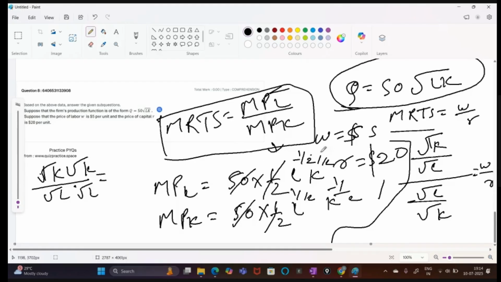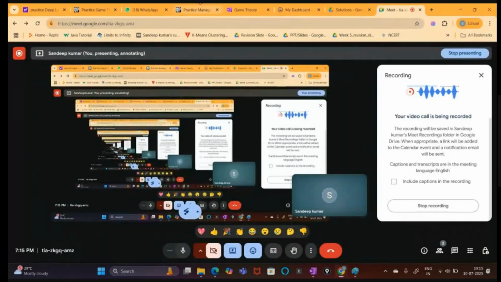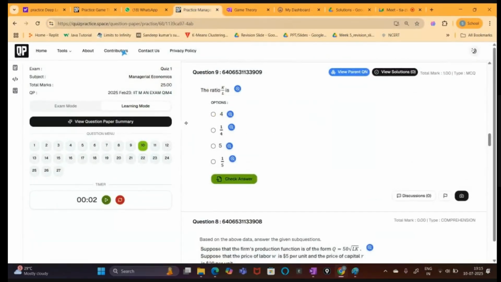So what will be W by R? W is 5 and R is 20. So K by L equal to 1 by 4, right? From here we can say K by L equal to 1 by 4, and it is asking for K by L. So the K by L will be 1 by 4 only, right?